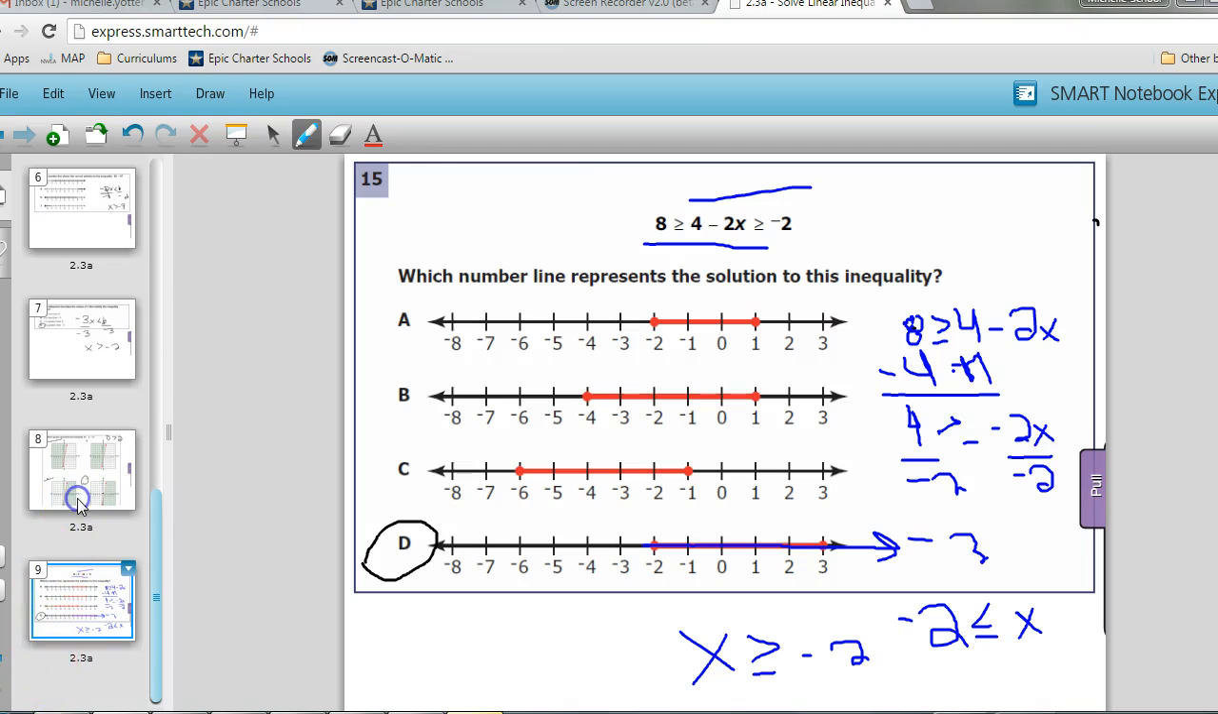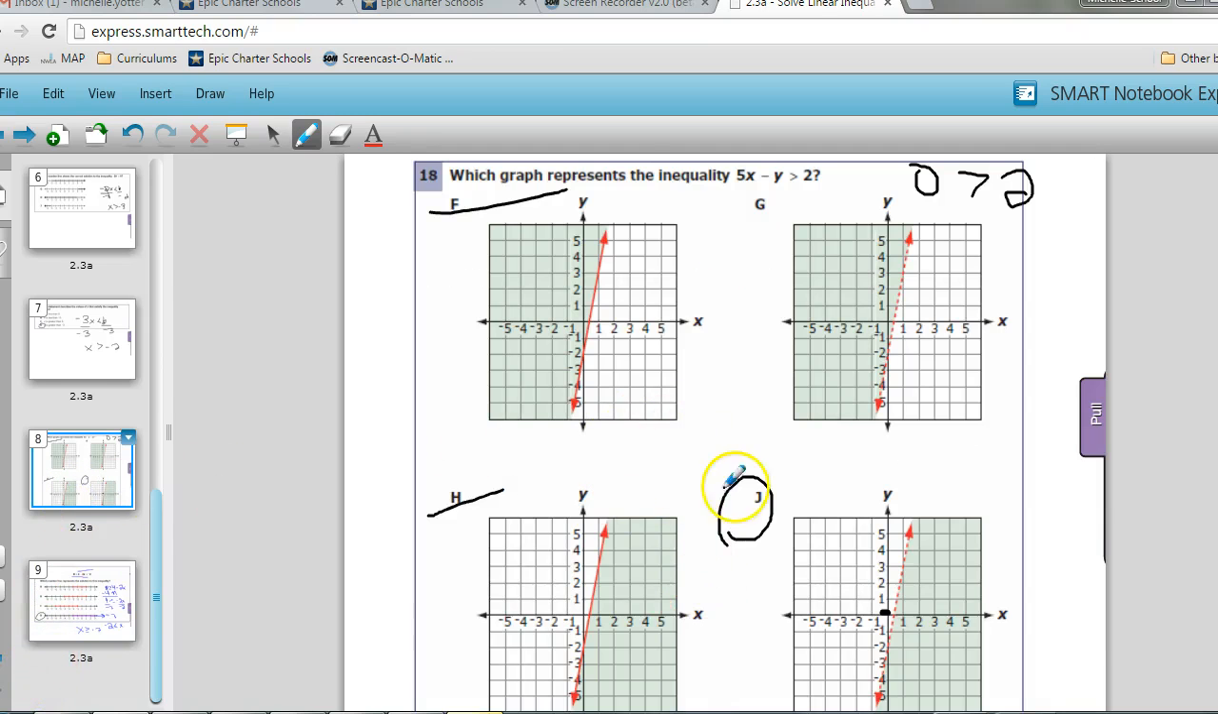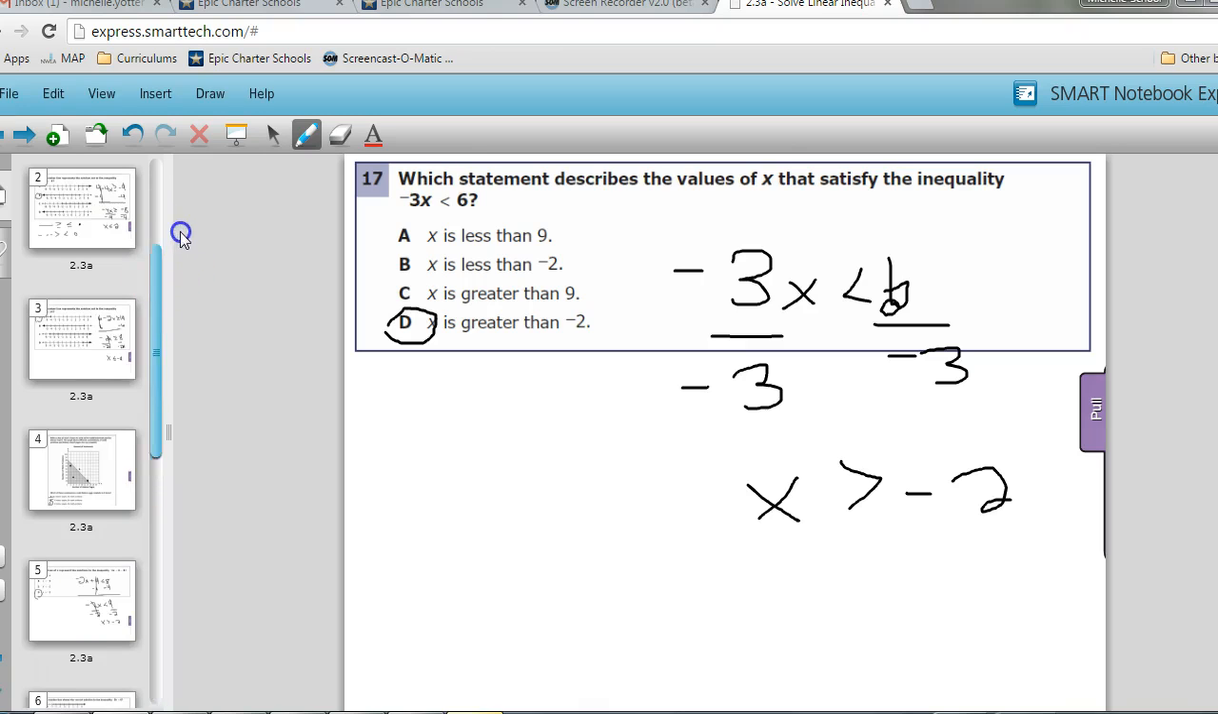So that is how you do those. Just remember, you can always usually eliminate based off of greater than, less than, greater than or equal to, and less than or equal to. And remember to flip your sign if you multiply or divide by negative.